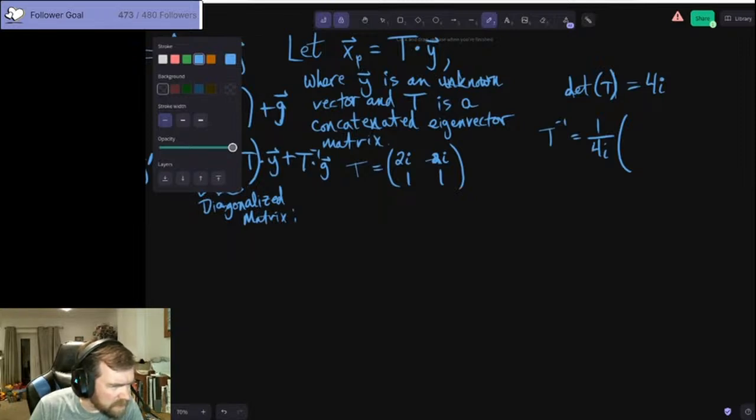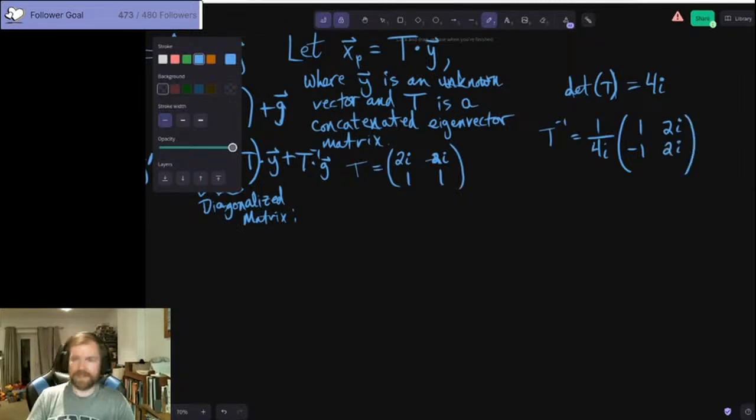Is that the cheating shortcut way? I think that's right. You take negatives and then swap. Yeah, oh no, it's swapping the main diagonal, and that's negatives along the other. Yep.